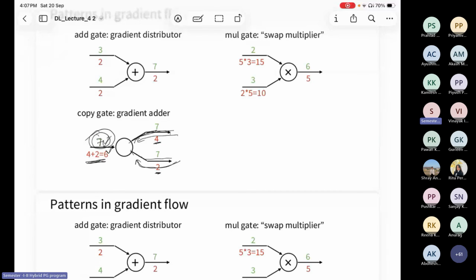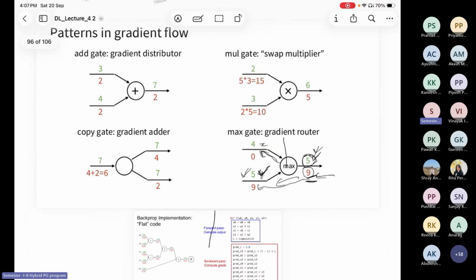And for copy, since these two are copies of the same variable, suppose you are getting upstream 4 here and upstream 2 here. Then the gradient of L with respect to the final X is the addition of these two. So if you are copying, going through multiple branches, you sum the gradients from all the branches. That is the gradient of final L with respect to this.